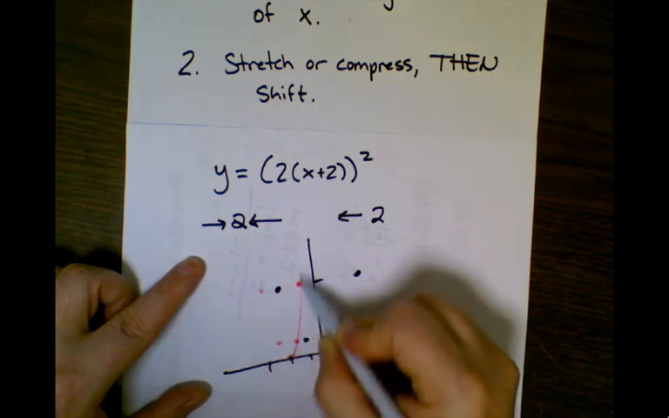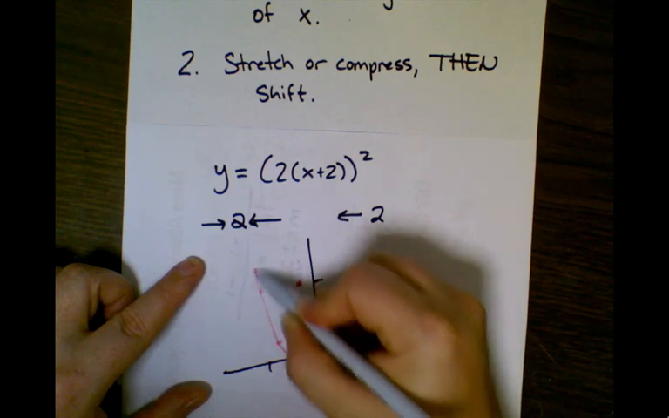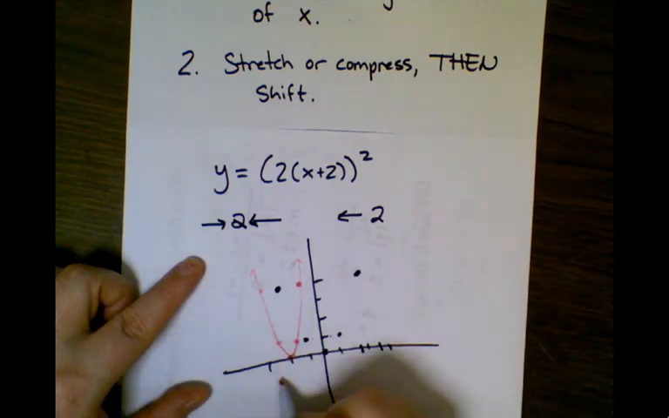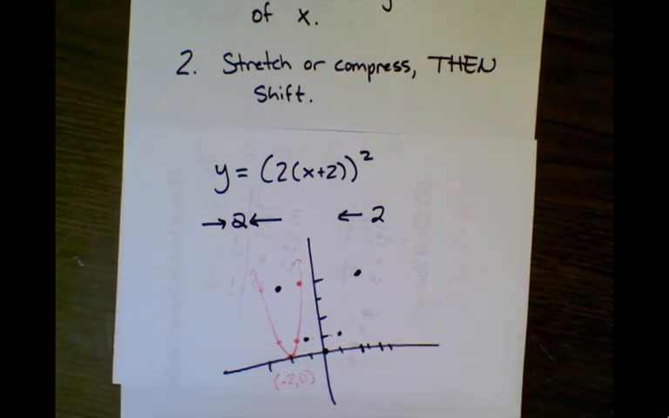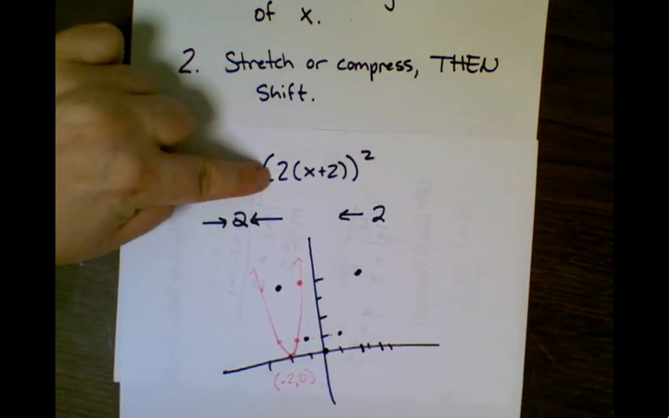And so we have our new function, which is, the vertex is at -2, 0, as it was supposed to be, and it is now skinny because it is being compressed by a factor of 2.